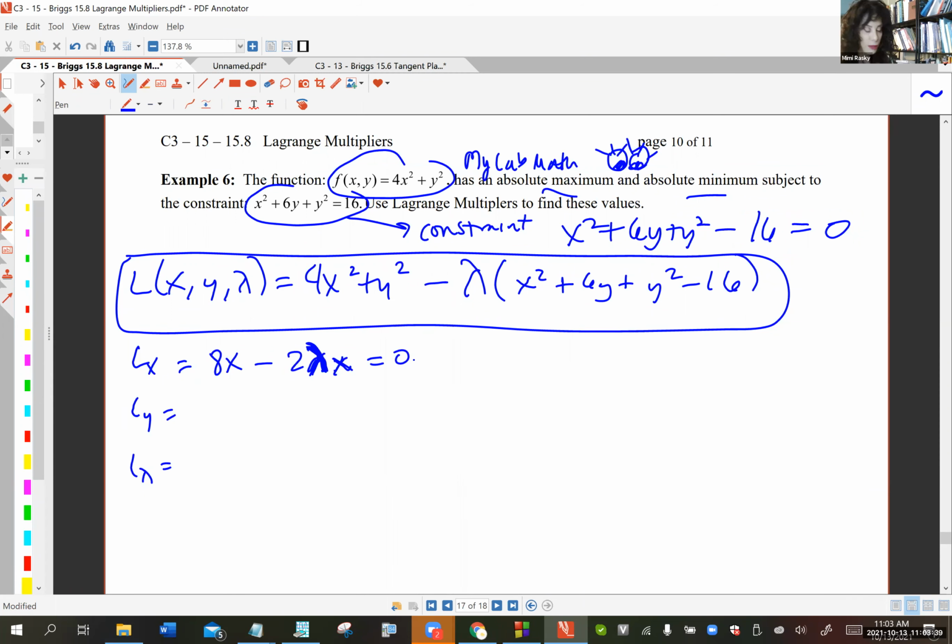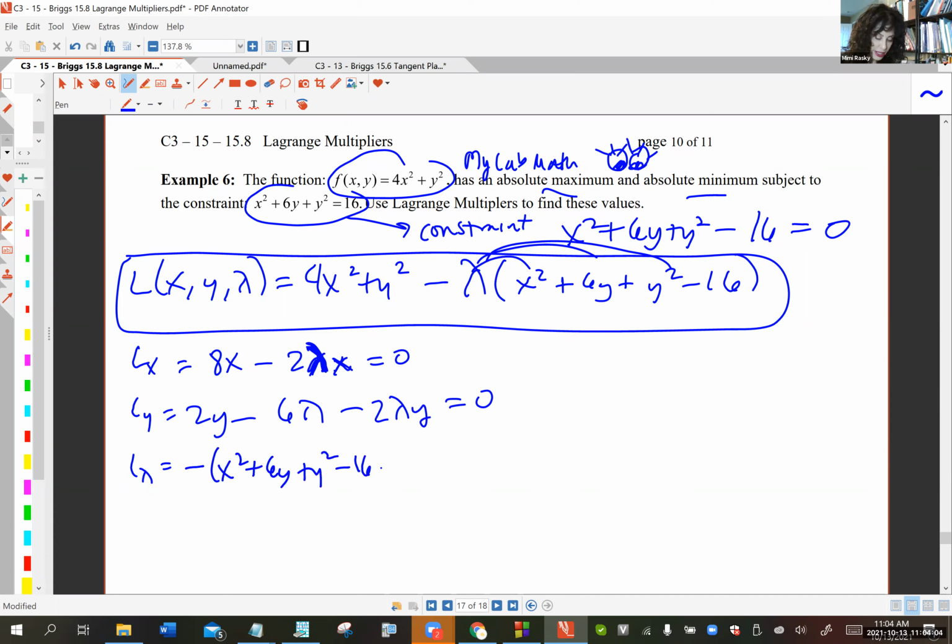Fine. We'll get the partial with respect to y. I got a 2y minus 6 lambda. I'm distributing this lambda over. And then the last one, it looks like it's going to be 2 lambda y. Yep, equals 0. And then when I take the partial with respect to lambda, I'm just going to get the opposite of everything that's in the parentheses and set it equal to 0. And it's the same as my constraint.